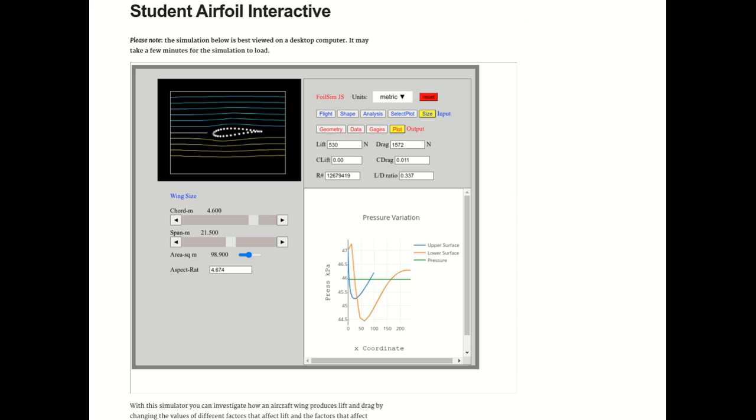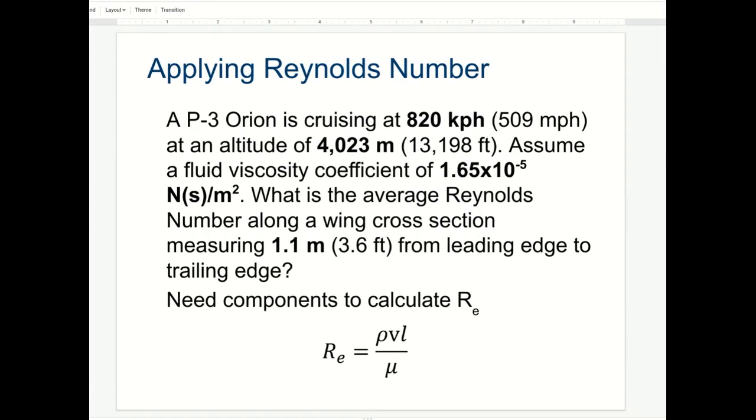All right. The example they give in the slide deck that you took notes on is this one. I'll let you read it. But basically it gives you a speed, an altitude, a viscosity coefficient in Newton seconds over meters squared, and a cross-section length of 1.1 meters. So we need to find the components to calculate the Reynolds number, which is R with a sub E.